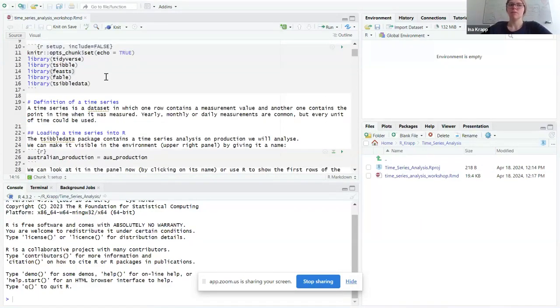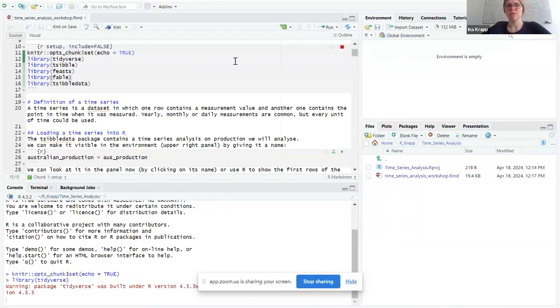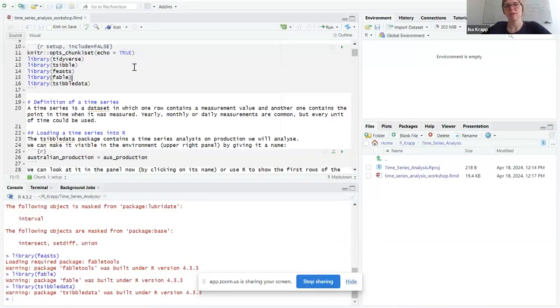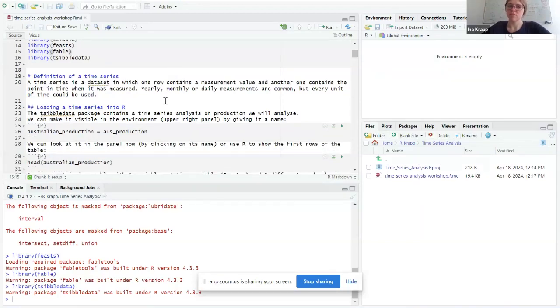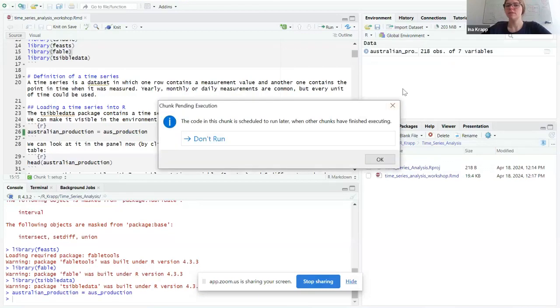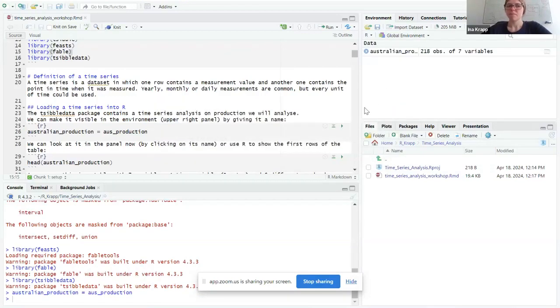Now, to be able to work with time series in R, we need some packages. I have listed them here. If you try to work with the tutorial for yourself, you will probably have to install them first, but I have already installed them. So I just load them with the library command. And one of these packages also includes the time series data we will work with. We can take a look at it in the environment here by giving it the name Australian production, and we can see that this object now appeared here.